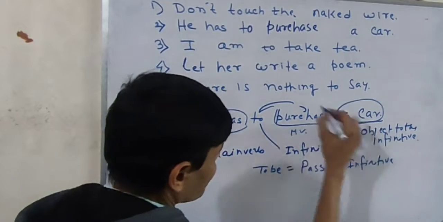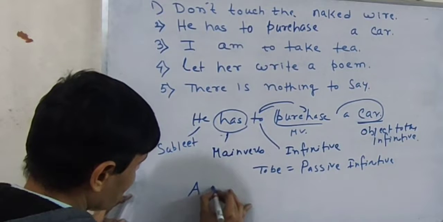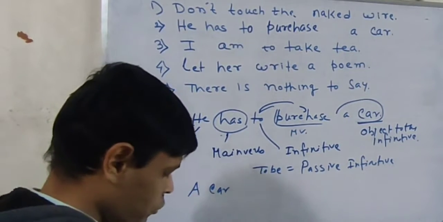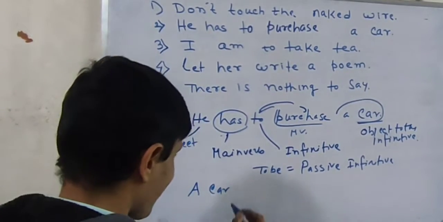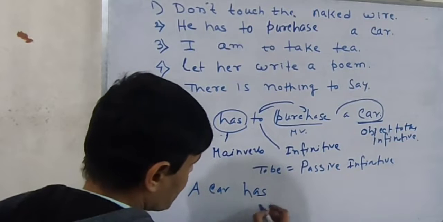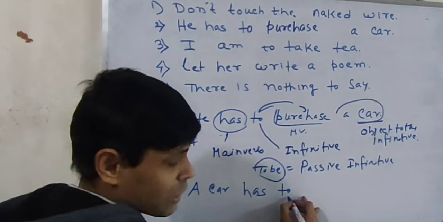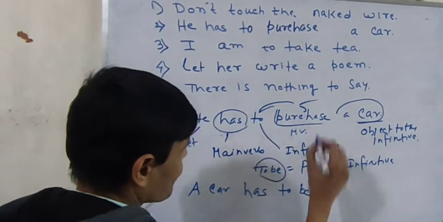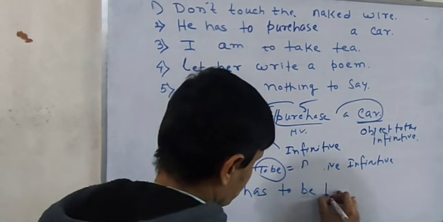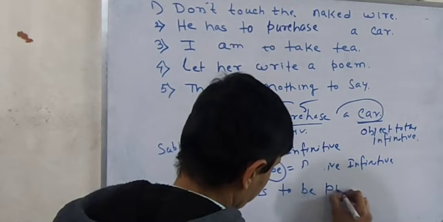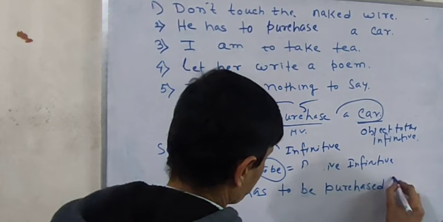Okay. Now here I would like to write the answer. A car is singular in nature. Automatically has will be used. If you think the object is plural, have should be placed. Has. Okay. Now I would like to passivize the infinitive. To will be metamorphosed or transferred into to be. Now here I would like to change to be purchased. It's a third form of the verb. By him. Okay.